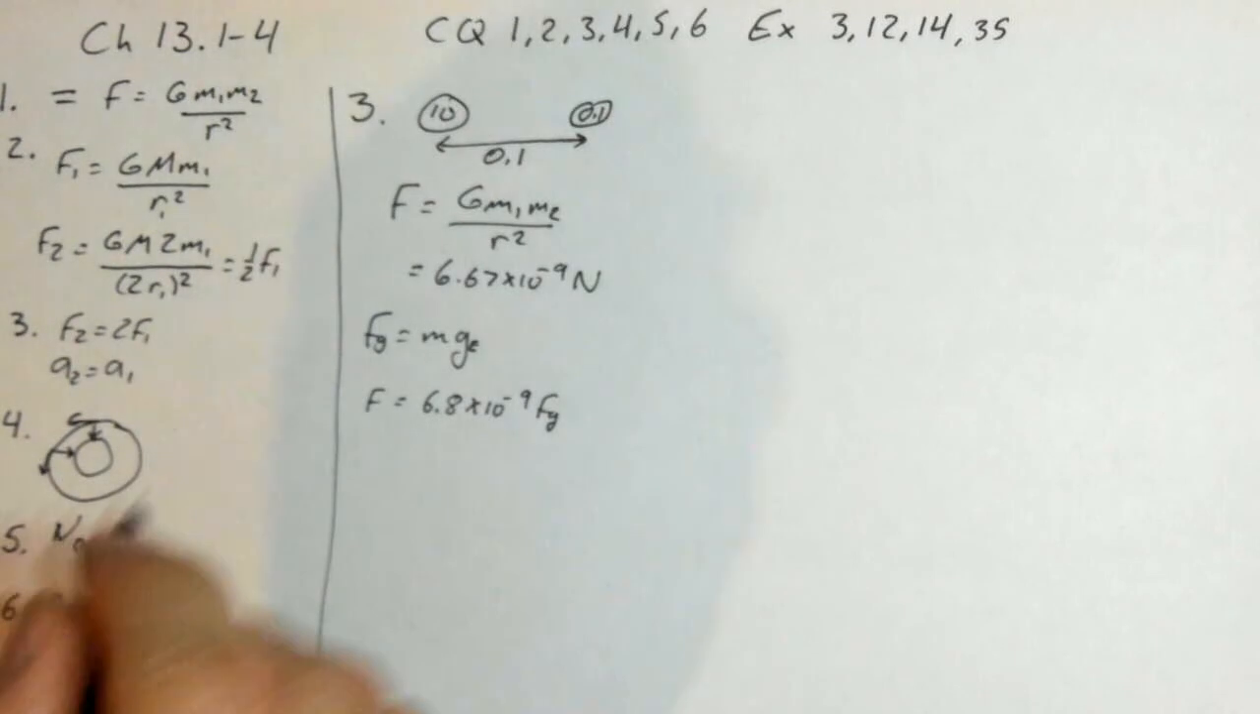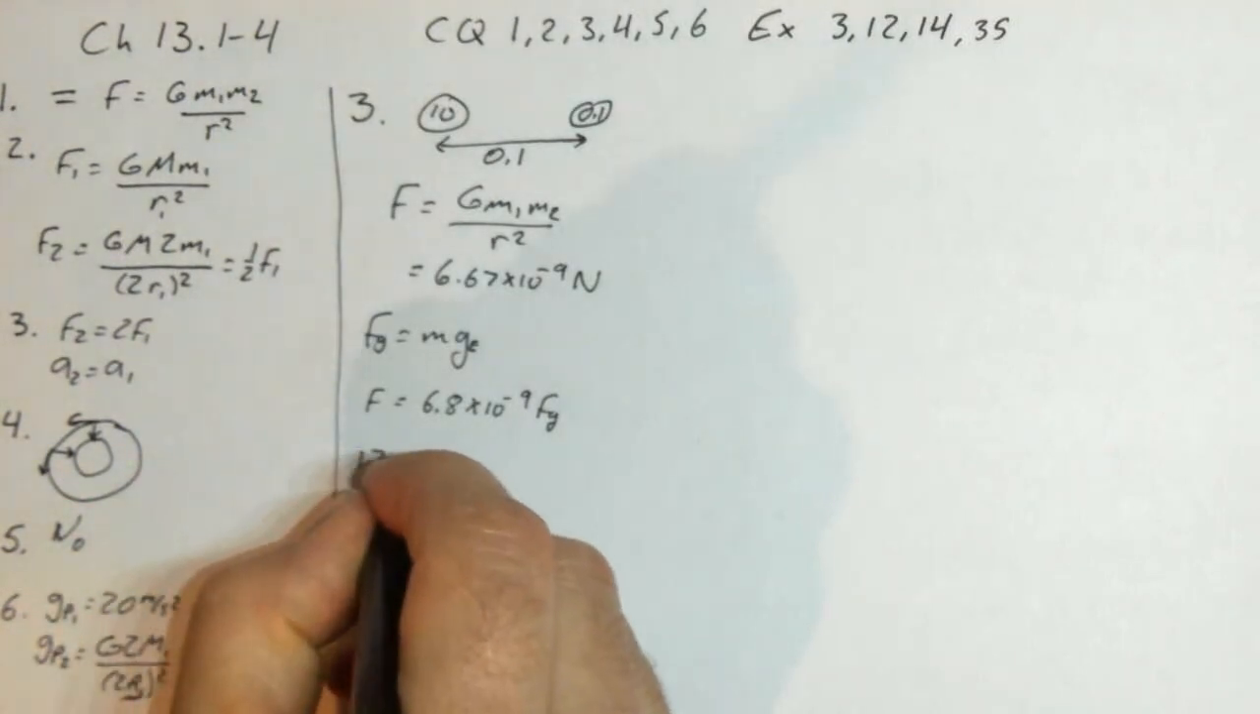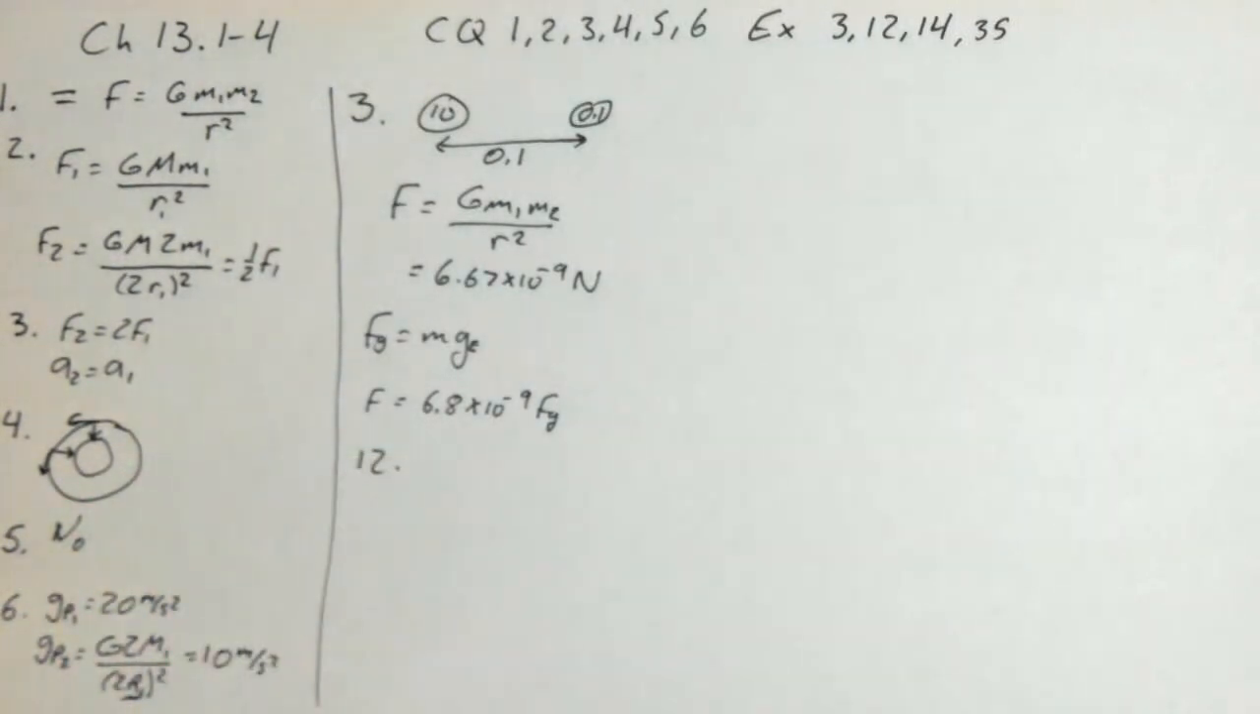All right, so now moving on to 12. We have a newly discovered planet, and it is twice as large and 5 times as massive. So its mass is 5 times bigger. Its radius is twice as big. What is the free fall acceleration on its surface? And that's twice as big as the Earth.